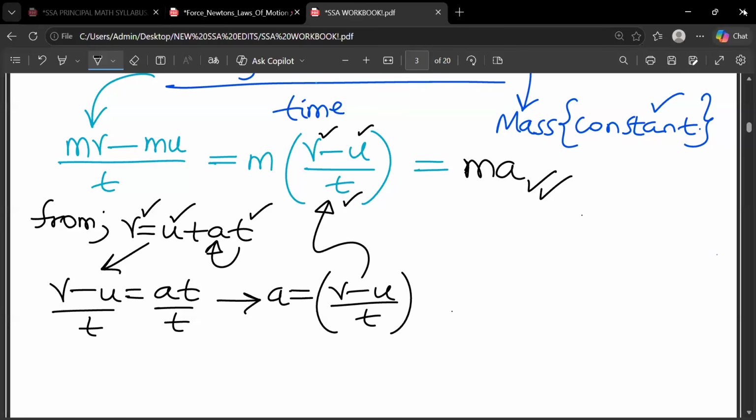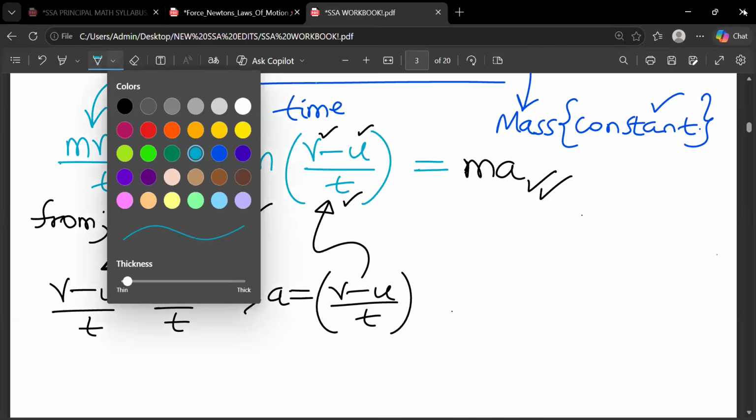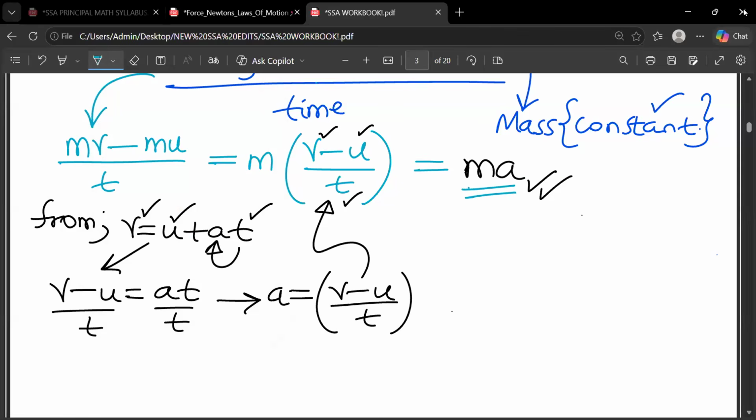So as other people are complaining, telling you that ma is really meaning force, you tell them no, it is actually rate of change of momentum. And you should be in a position to explain to those people what you mean. So rate of change of momentum is the what? Is the ma.